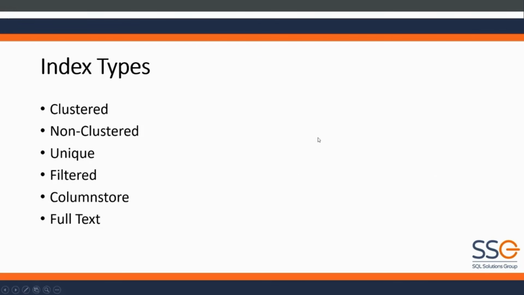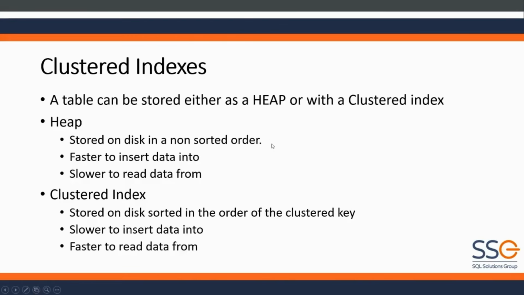As I mentioned, there are a few different types of indexes, and we'll go through them in the next few slides. But we basically come down to clustered and non-clustered indexes. That's the primary two indexes you'll see out there. The other ones are subsets of those or specialist use cases, and we'll go through those. So, what is a clustered index?